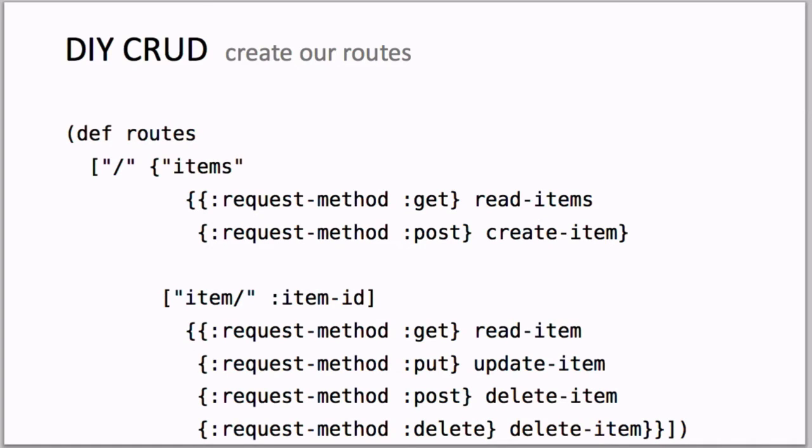So that's basically the route. There's items to get a list of all the items in my app, and I can do item and ID to get a specific item or update a specific one. If it's a vector, it means it's item followed by whatever, and because that's a map, it knows to put that in as a parameter. The maps mean that it's either one or the other. So in this case, it's items or item followed by an item ID.